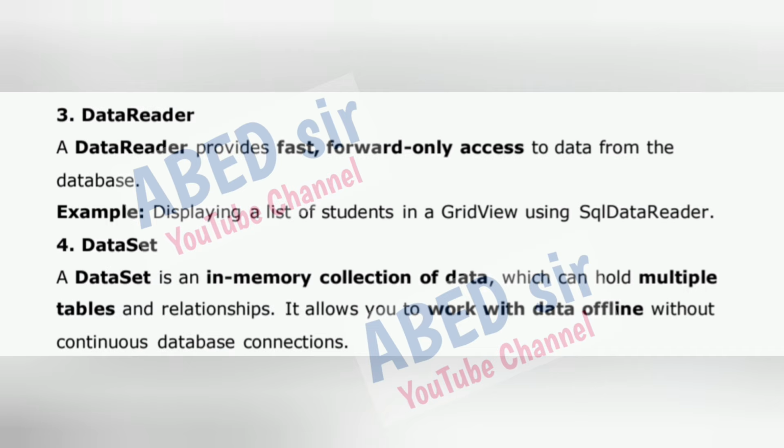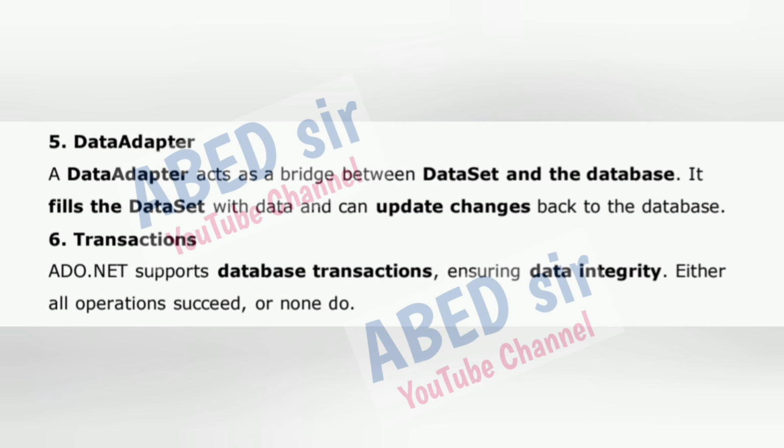4. Dataset. A dataset is an in-memory collection of data which can hold multiple tables and relationships. It allows you to work with data offline without continuous database connections. 5. Data adapter. A data adapter acts as a bridge between the dataset and the database. It fills the dataset with data and can update changes back to the database. 6. Transactions. ADO.NET supports database transactions, ensuring data integrity. Either all operations succeed or none do.